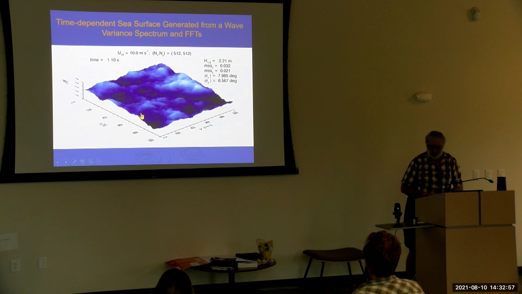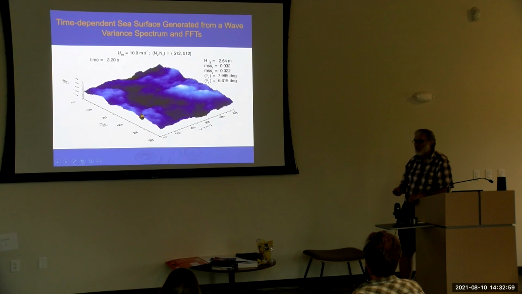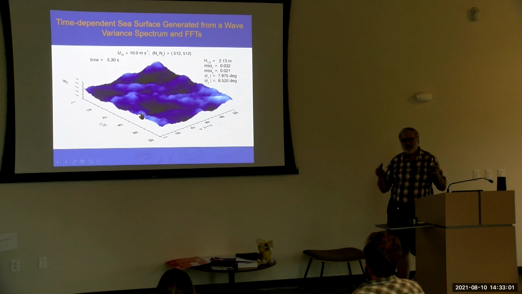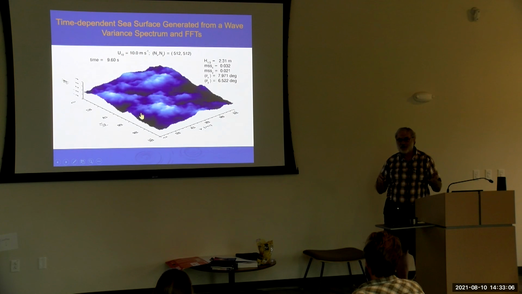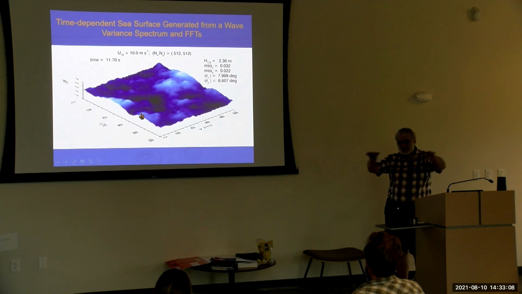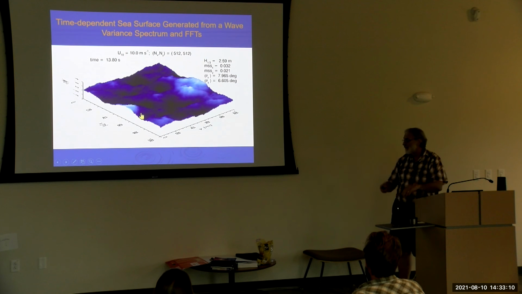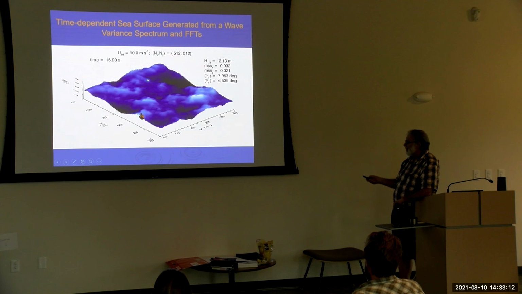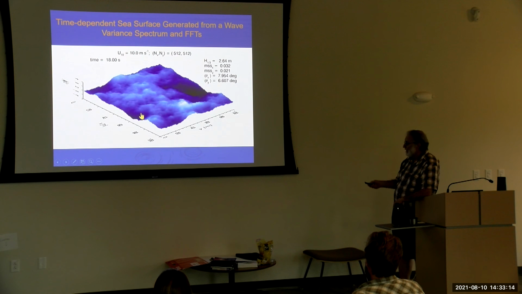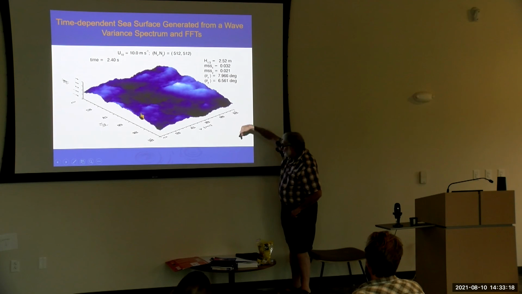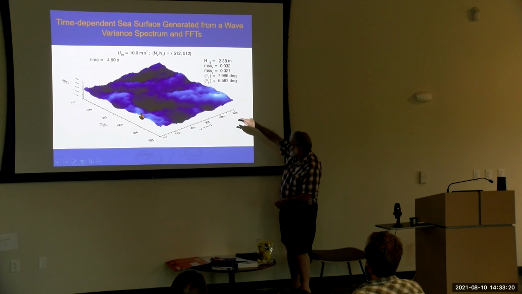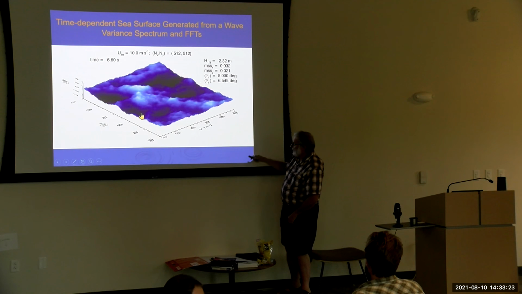Let's see, yeah, there we go. And so when the big kids in Hollywood generate a movie, and the first one that did this was Waterworld, where they have completely computer generated sea surfaces, and all the time dependence and everything is in there. So in this case, the wind is blowing in the plus X direction. So the waves are going across this area.